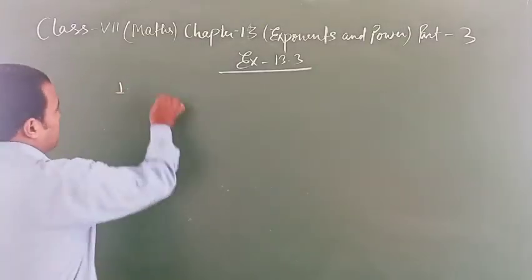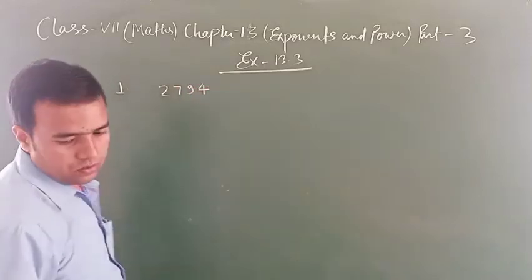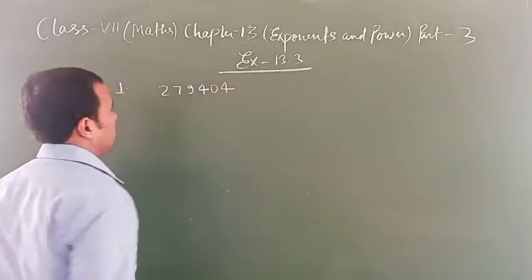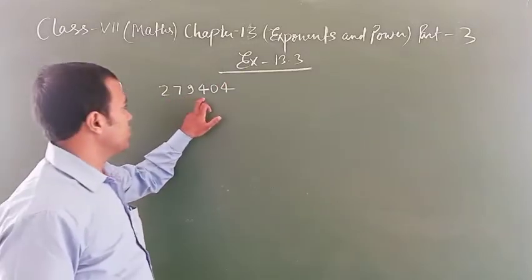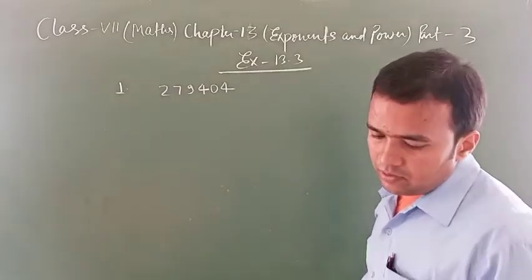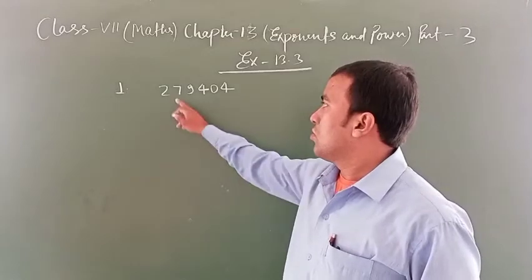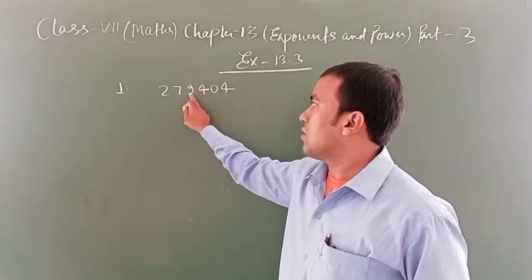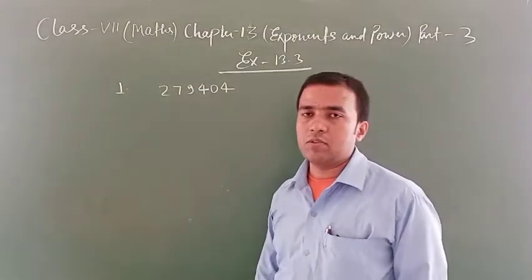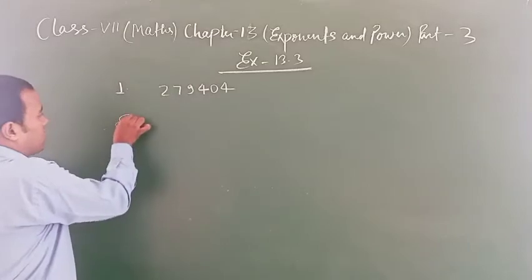First part is given: 2794 04, that is 279404. Clear? Write it in expanded form. Ones, tens, hundreds, thousands, ten thousands, so 2,79,404. Write in expanded form.